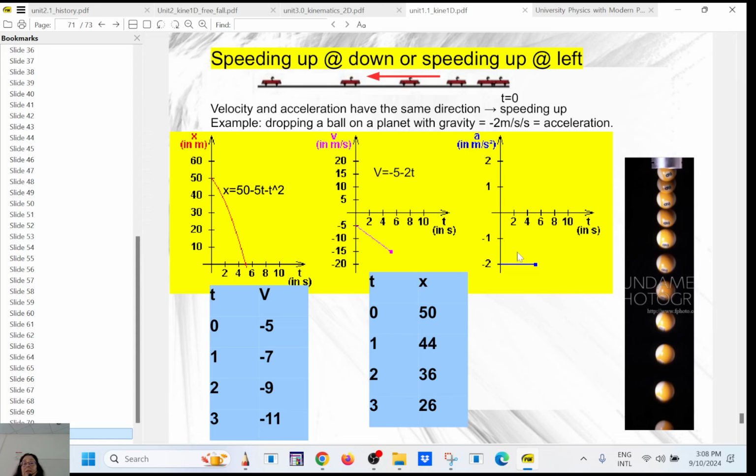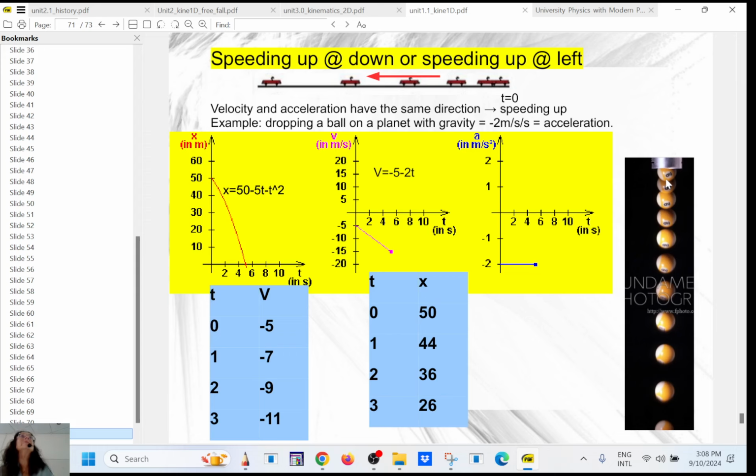Okay? And so acceleration is negative. Velocity is increasing in magnitude, but it's negative. So what's happening is moving to the left, but it's speeding up. Okay? When you start your stopwatch, position is 50 on the number line, and you get faster and faster and faster. Okay? You don't have to worry about it.